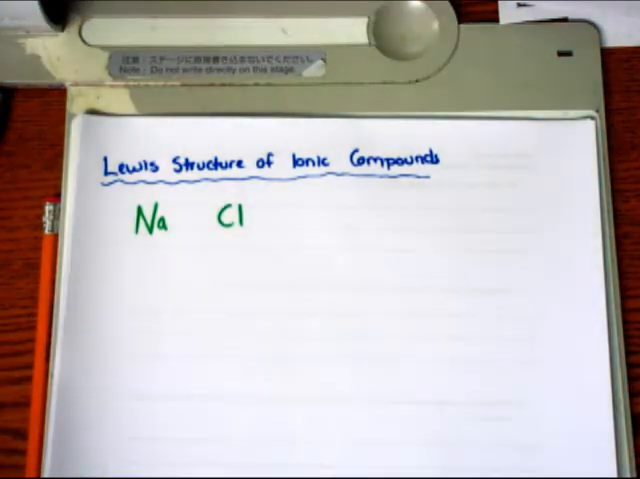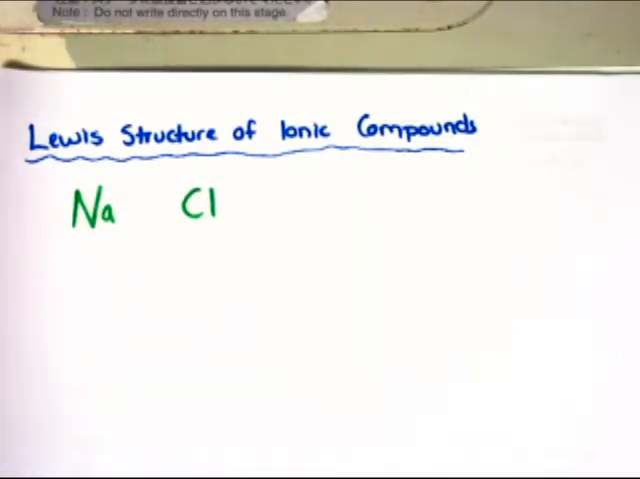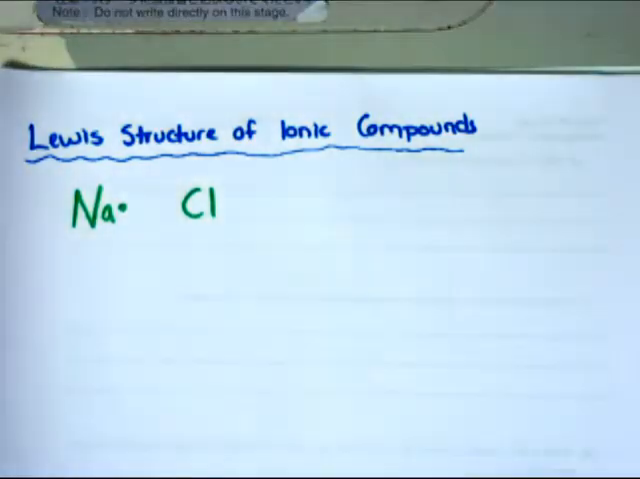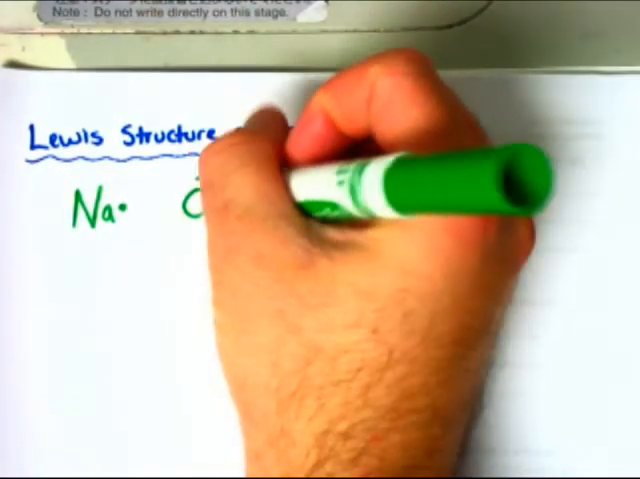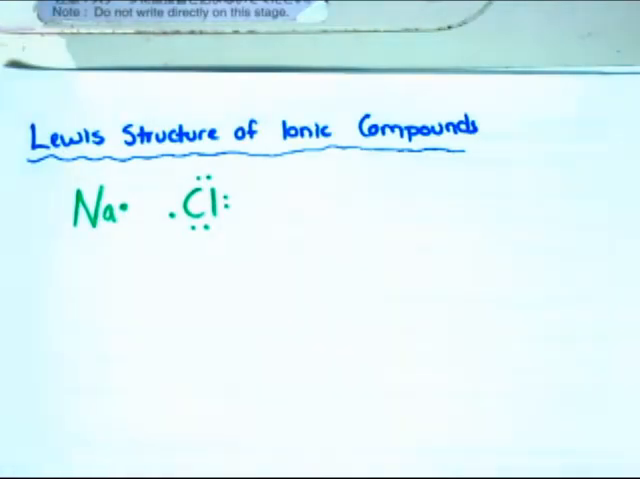And let's go ahead and put in all the number of electrons that they each have. So how many valence electrons does sodium, Na, have? Okay, so let's do that one single dot right there. And how about chlorine? How many valence electrons does it have? 7? Okay. So something like this, correct? 1 valence electron for sodium and 7 for chlorine.